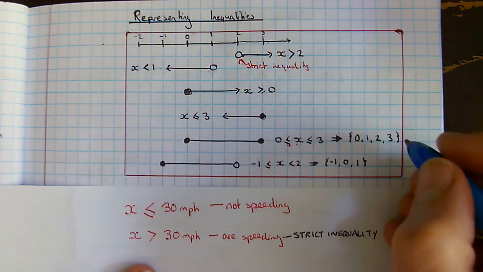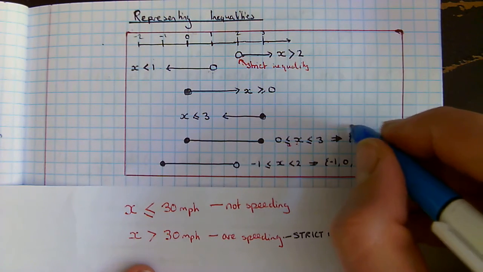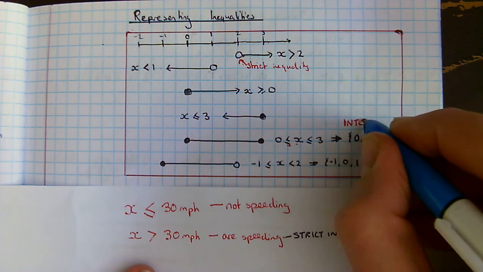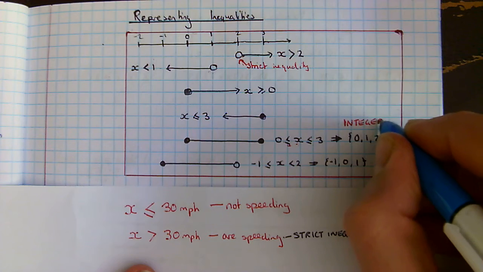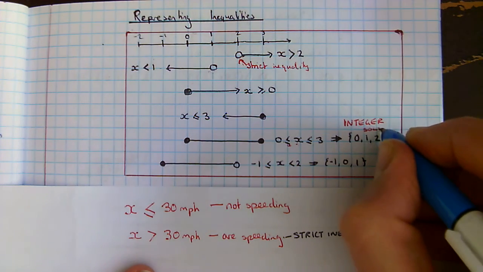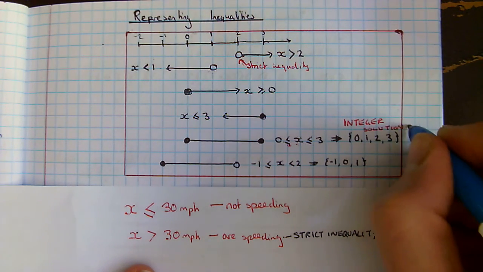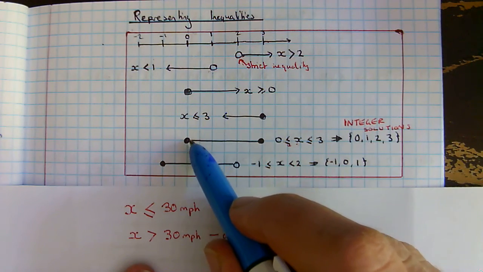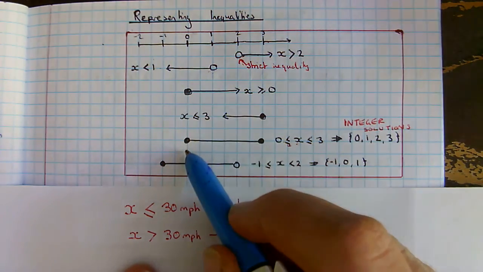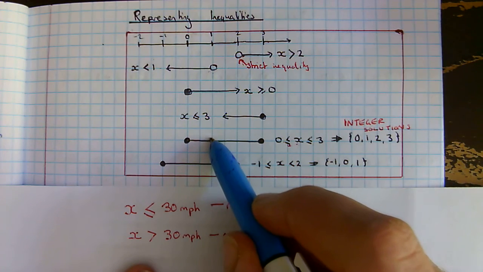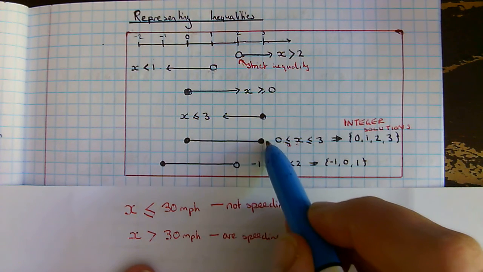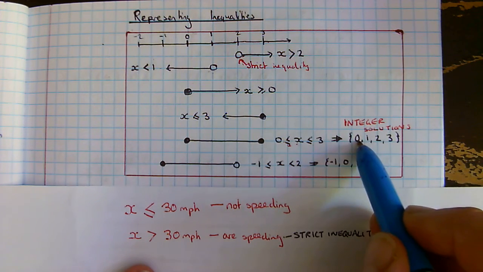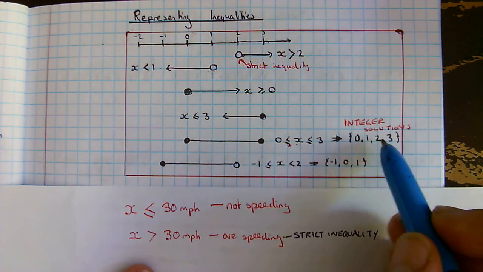Now, in questions, it can ask you to provide the integer solutions. When it asks for integer solutions, that means what are the whole numbers that would fit in here? Now, 0 fits, 1 fits, 2 fits, 3 fits, 4 would be outside of this range. So those are my integer solutions.